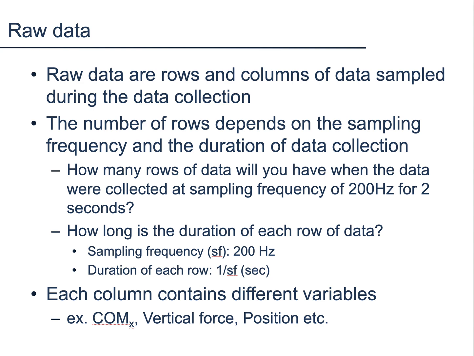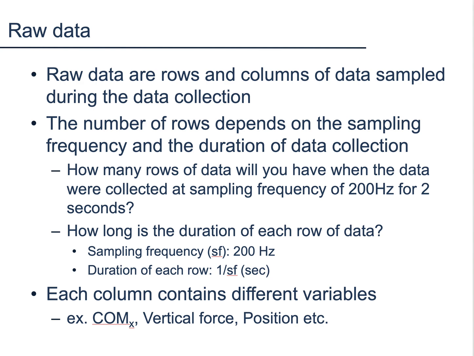There is an inverse relationship between the sampling frequency and the duration of each row of data. If the data were collected at 200 Hz, each row of data represents 1/200th or 0.005 seconds of data. The duration of each row of data can be calculated as the inverse of the sampling frequency. Therefore, the higher the sampling frequency, the shorter the duration or the length of each frame of data will be.